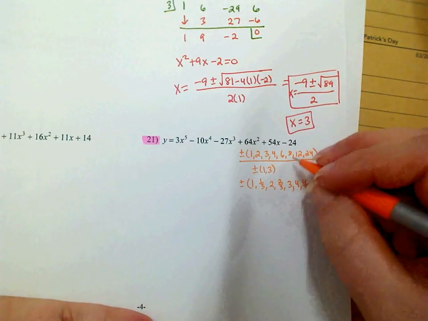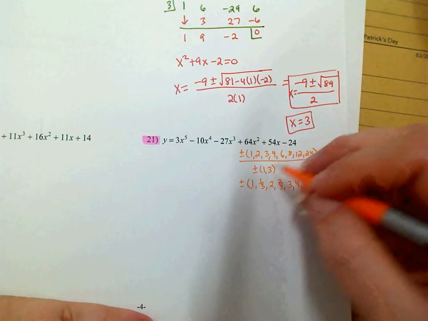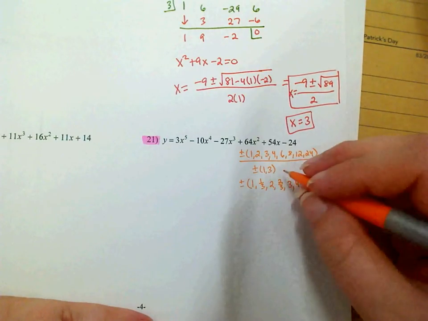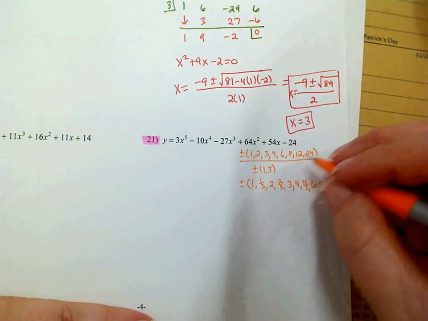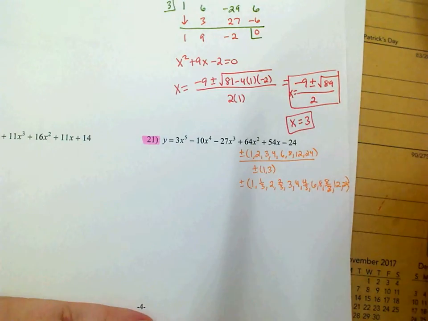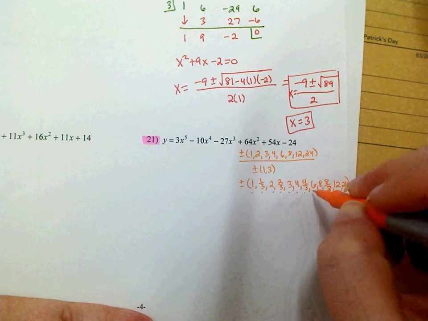12 divided by 1 is 12. 12 divided by 3 is 4, which we already have. And 24 divided by 1 is 24. And 24 divided by 3 is 8, which we already have. So in total, you should have 11 possible rational roots. So let's sketch it, or graph it.